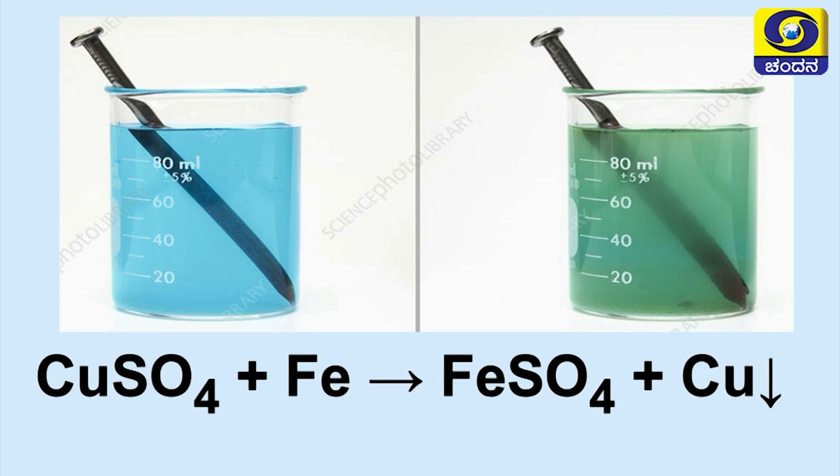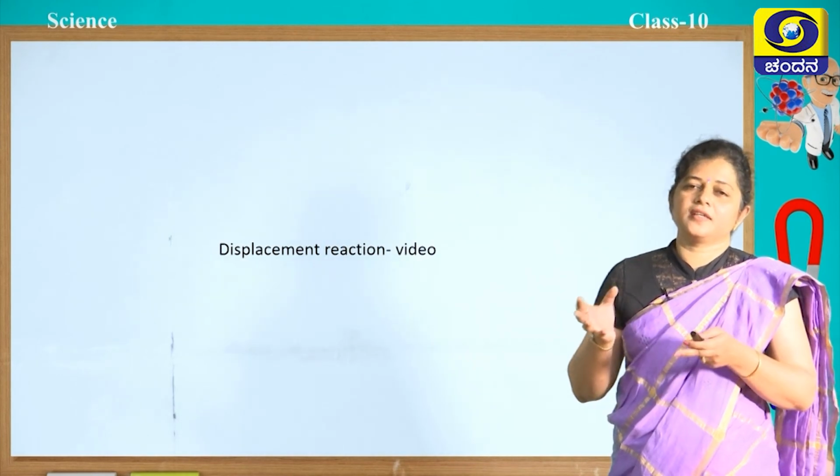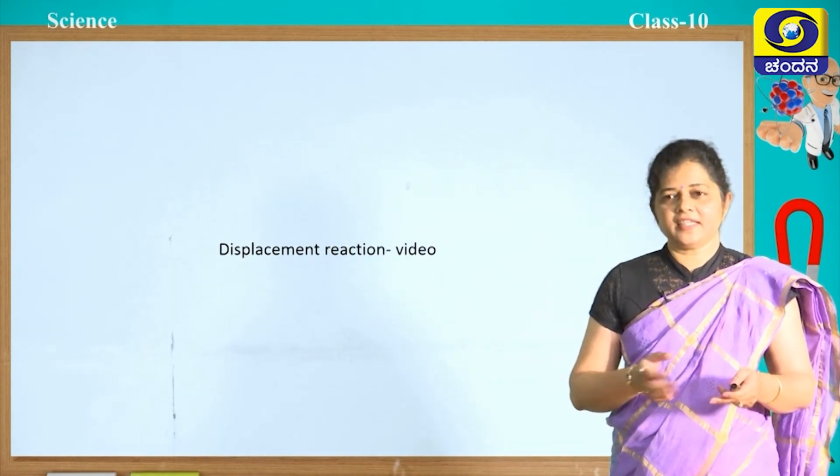The reaction is like this: copper sulphate, when it reacts with iron, forms iron sulphate and copper is displaced. Now, let us see how this displacement reaction exactly takes place.